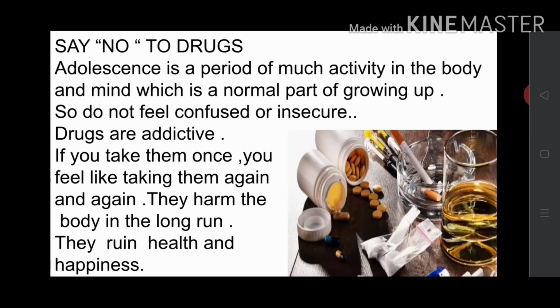Say no to drugs. Adolescence is a period of much activity in the body and mind, which is a normal part of growing up. So do not feel confused or insecure. If anybody suggests that you will get relief if you take some drugs, just say no, unless prescribed by the doctor. Drugs are addictive. If you take them once, you feel like taking them again and again. They harm the body in the long run. They ruin health and happiness.